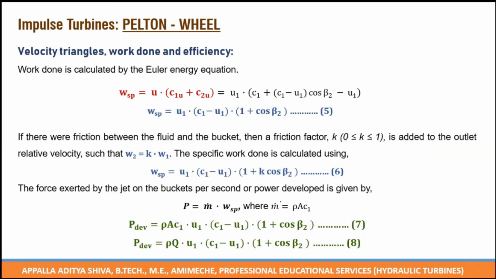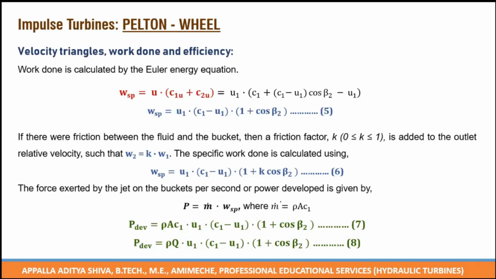So clearly here we can see that the specific work is totally dependent on the inlet components only and the exit blade angle. So we don't need to calculate any other parameters except U1, C1 and beta 2. If we have them, we have the specific work done.